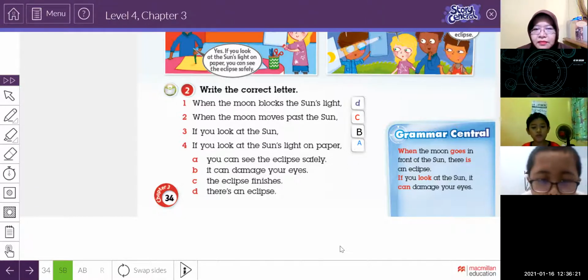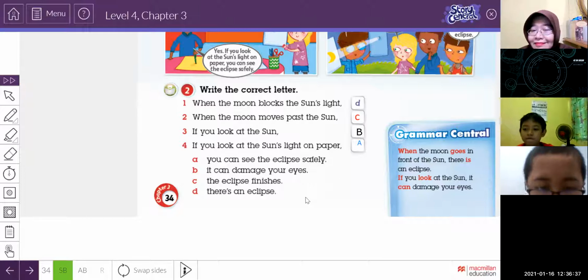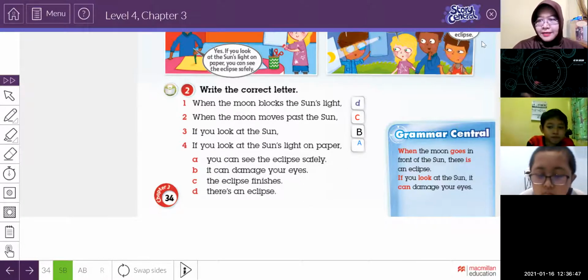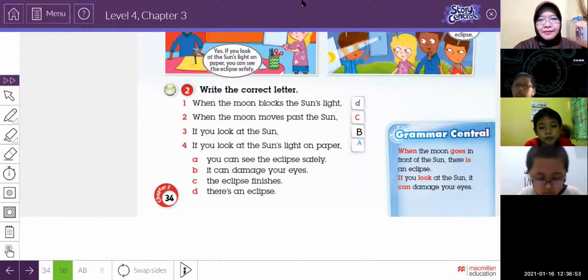When the moon moves past the sun, the eclipse finishes. Don't forget the S. Finishes. There you go. Bintang? If you look at the sun, it can damage your eyes. Thank you, Bintang. Now, today we are learning this one using when and if. Take a look at your grammar central, guys.